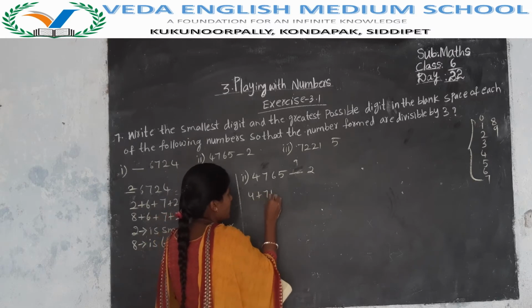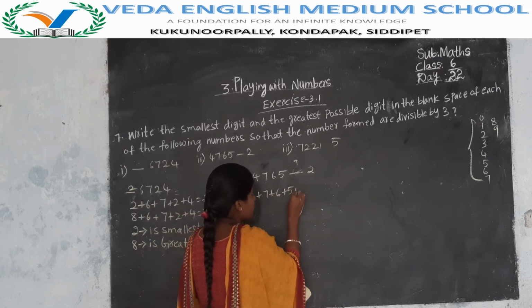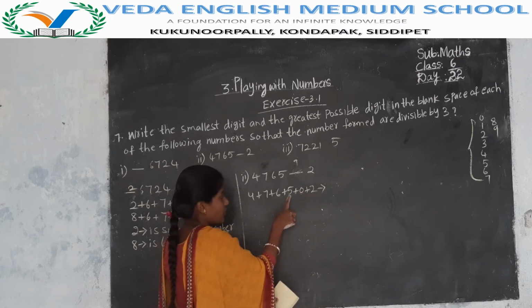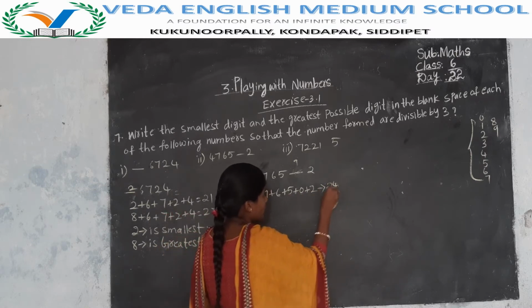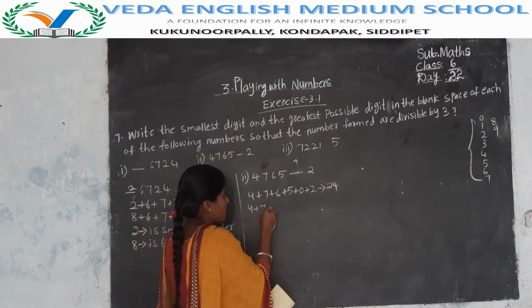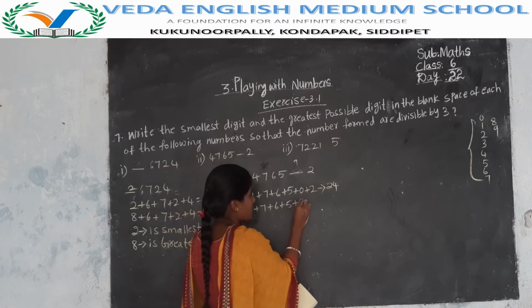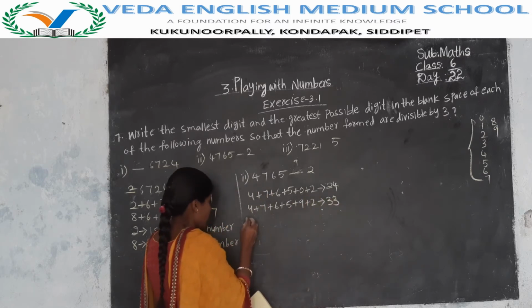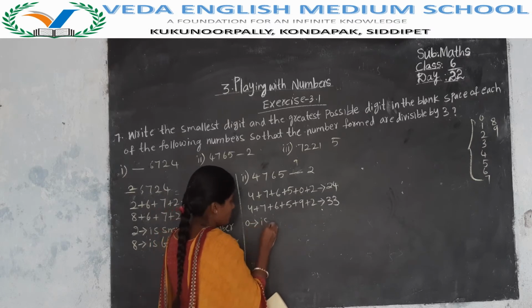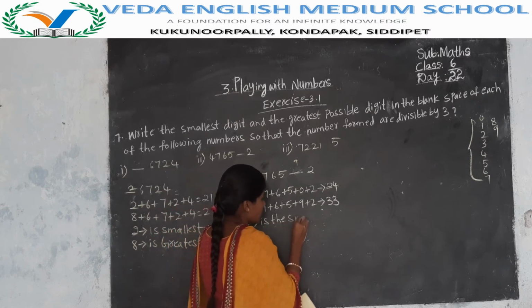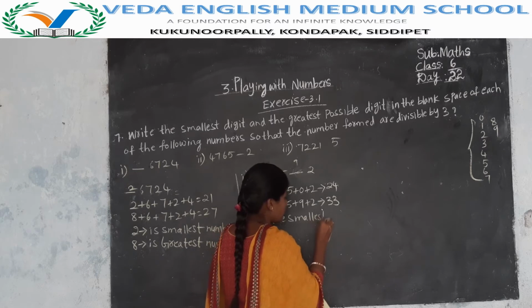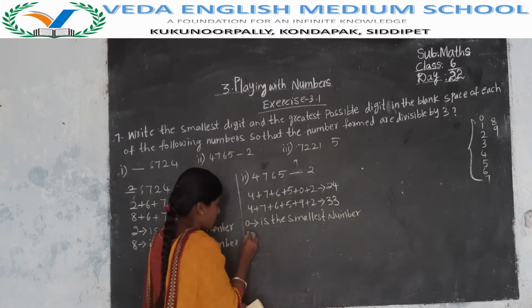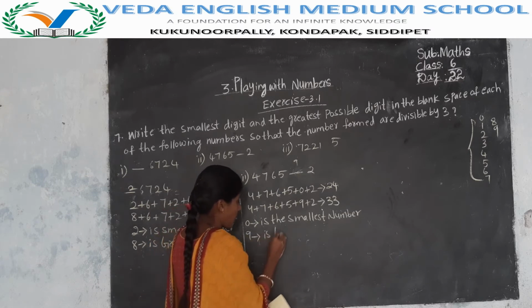4 plus 7 plus 6 plus 5 plus 0 plus 2. It gives 11 plus 6, 17, 17 plus 5, 22, 22 plus 2, 24. Next 4 plus 7 plus 6 plus 5 plus 9 plus 2. Just now we have calculated, we got 33. So 0 is the smallest number. 9 is the greatest number.